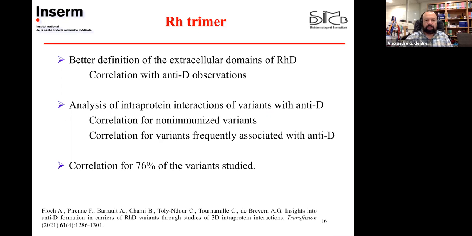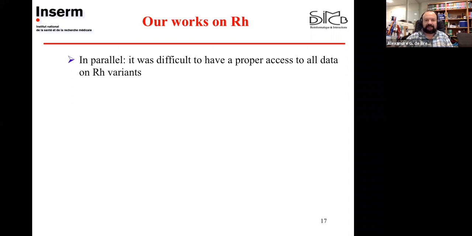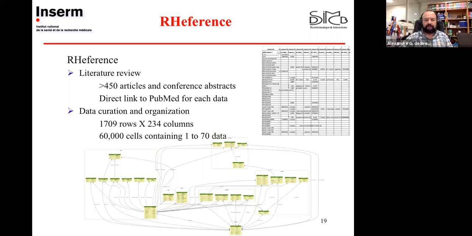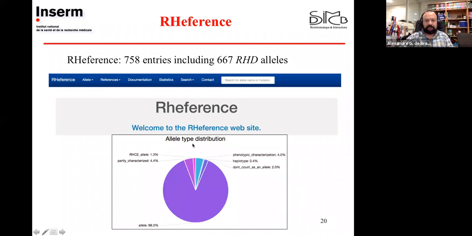When we were doing this work, we were very surprised to have access, in fact, to clean, simple data on RH variants. We have so decided to develop a specific database, RHeference. For that, Dr. Aline Flock reviewed more than 5,000 articles and conference abstracts to see exactly what was the information inside, creating some kind of CSV tables. Here you have the number of pieces of information of these tables that have been converted into a BioDjango database. It's now available for the scientific community.